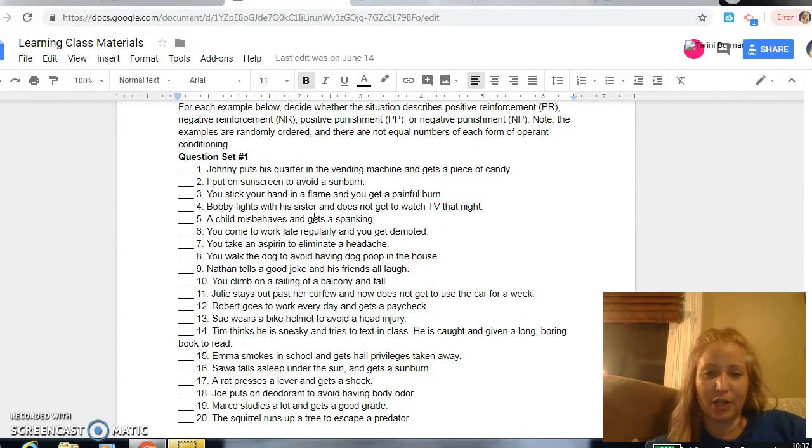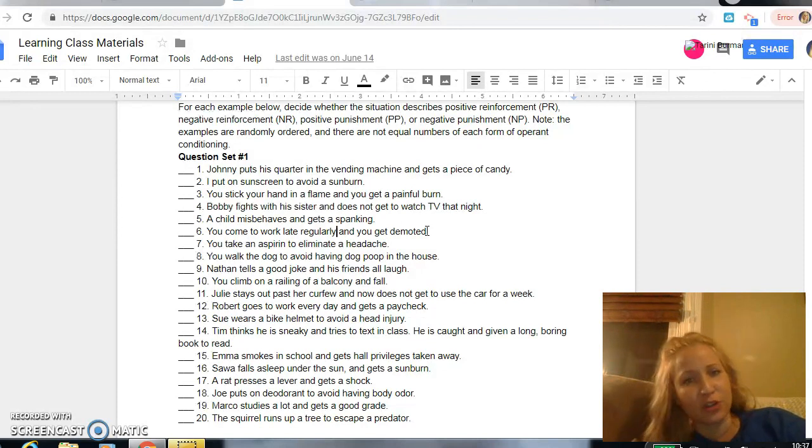So positive punishment. This is an interesting one, and it can kind of go two ways. You come to work late regularly and you get demoted. That would stink, right? The behavior we know is the coming to work late regularly. We definitely want to weaken that, so this is definitely punishment. And the way you think about the stimulus is going to determine your answer here. I would say getting demoted is probably adding something negative, so it'd probably be positive punishment. If you say negative punishment because you're taking away your position, that's okay too.